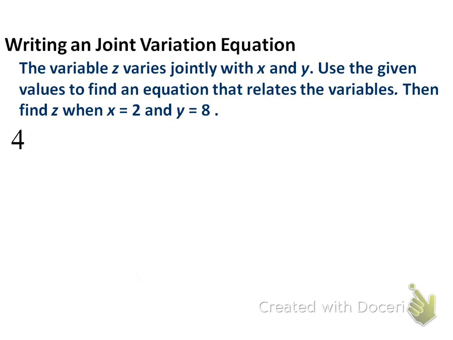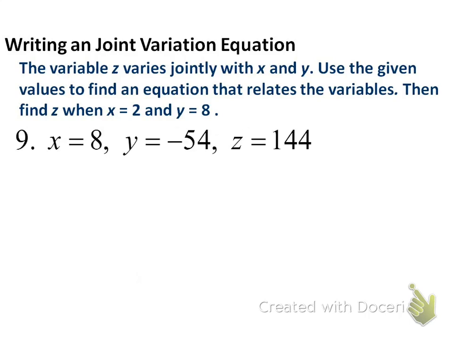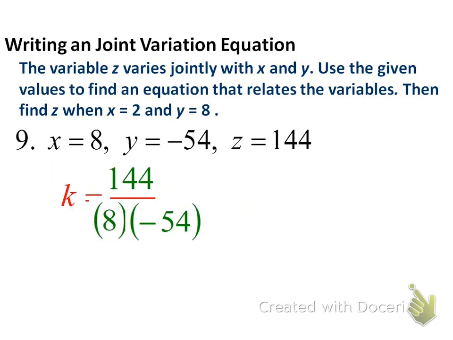All right, here's the next one. So same directions. We're just changing the starting x, y, and z value, which will change the k value. So we want to start with that equation where k is by itself. So I'm going to start with this guy. I'm going to use the x, y, and z that were given in this particular problem. So I changed the z to a 144, change the x to an 8, change the y to a negative 54.